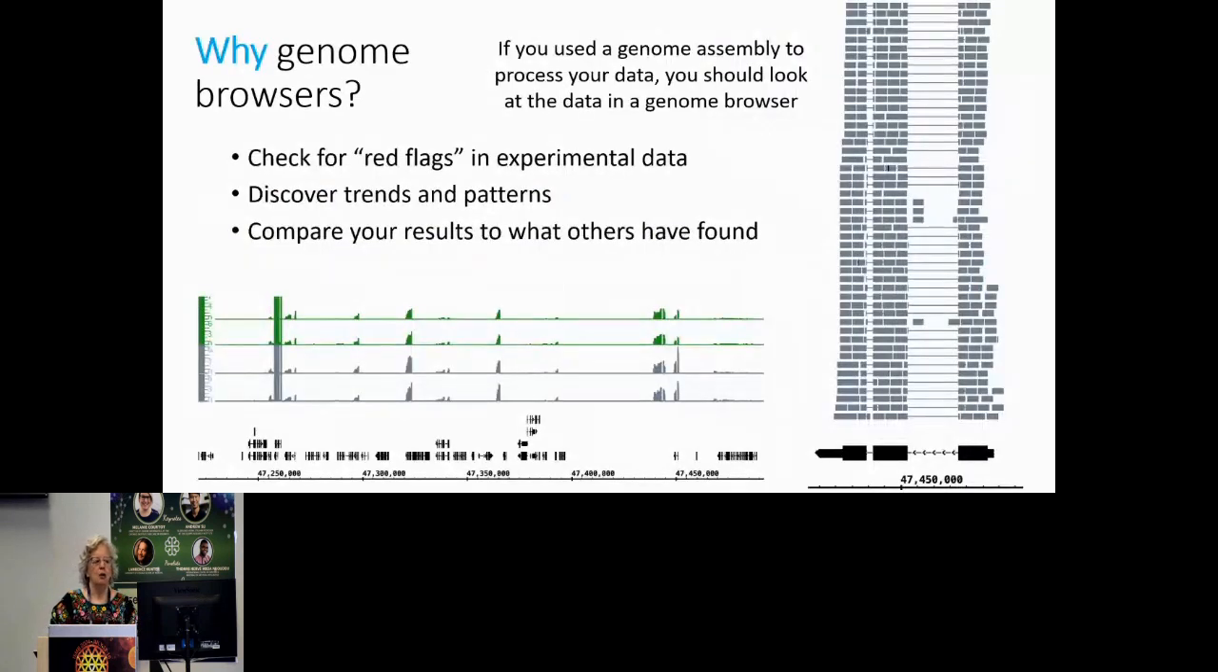So why do we need genome browsers? Well, if you use a genome assembly in some way to process data, then you absolutely need to look at the data in a genome browser. Number one, you need to check for flaws in your experimental data, like sample switching, for example. That happens a lot. Look for red flags. Hopefully, if your data are just fine, you need to look at the data and interact with it in a genome browser to notice trends and patterns that you wouldn't have found using purely quantitative methods. And also, and this is the most important part in my view, is you need to be able to easily compare your results to what other people have found.